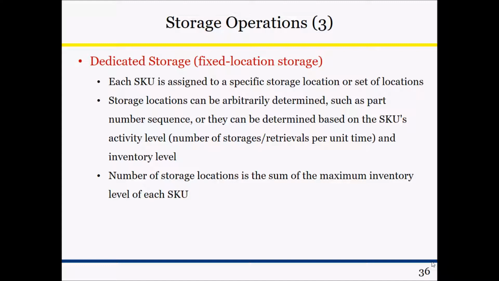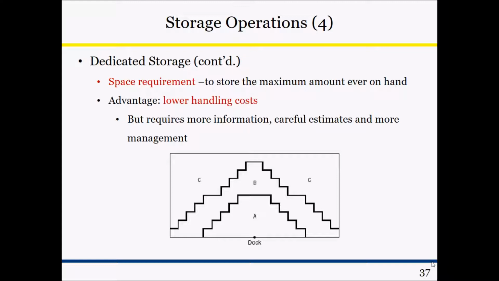First one is a dedicated storage system, also known as fixed location storage. In this case, each SKU has an assigned location. In other words, each product type or product class has its own location. So you don't have to waste your time to find your item at the warehouse.